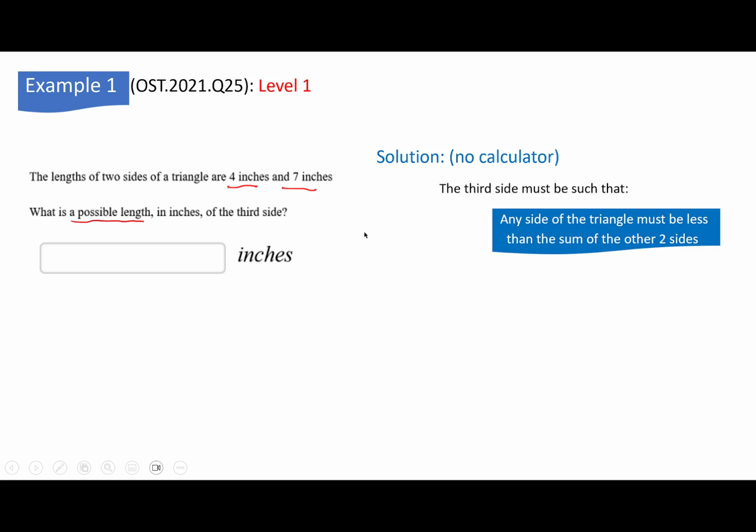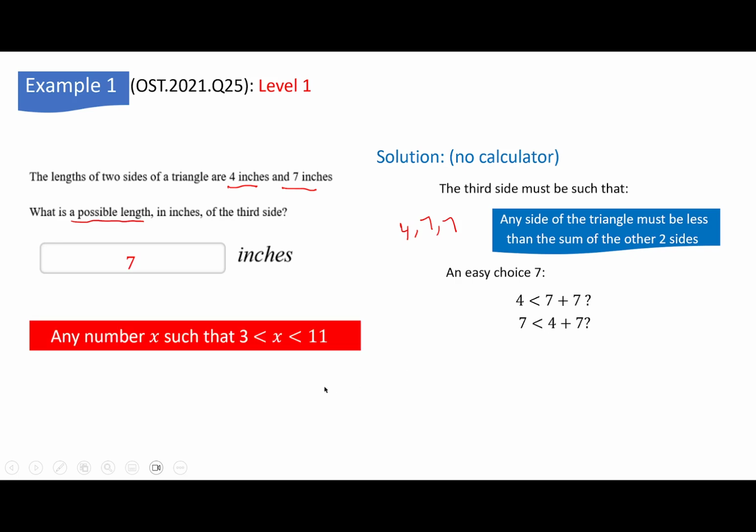With the hint I just gave you earlier, the easiest answer to this question is just pick 7. So you have 4, 7, and 7. Obviously, 4 is less than 7 plus 7, and 7 is less than 4 plus 7. If you want all the answers, x should be between, what is the sum of these two? 11. What's the difference of these two? 3. Any number between 3 and 11 would work for you.